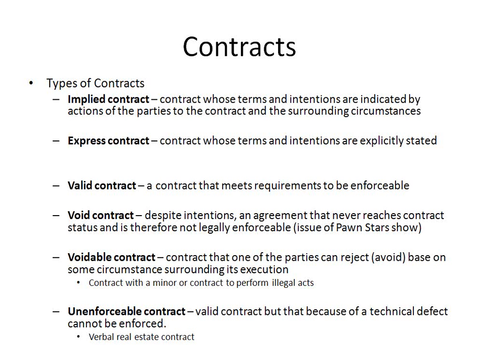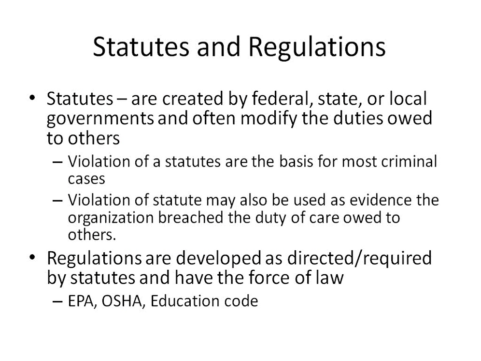Unenforceable contract. It's a valid contract that, because of a technical defect, cannot be enforced. So an example would be a verbal real estate contract. In real estate, it's required, because you have title and all these other issues, that there has to be a written contract. It just can't be verbal, because of all the provisions that go with it.